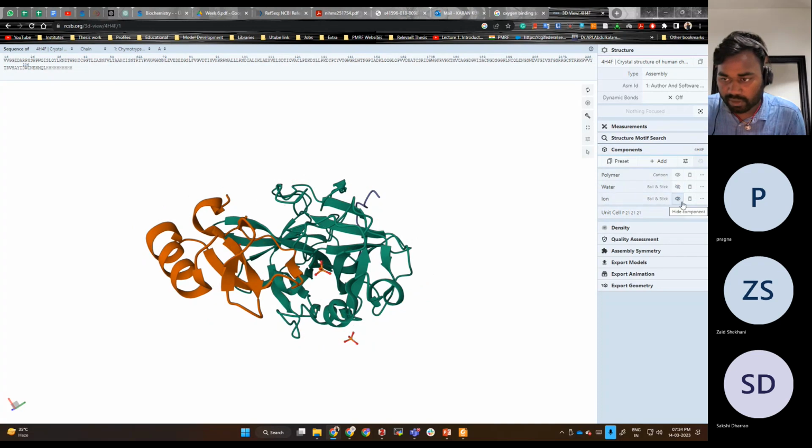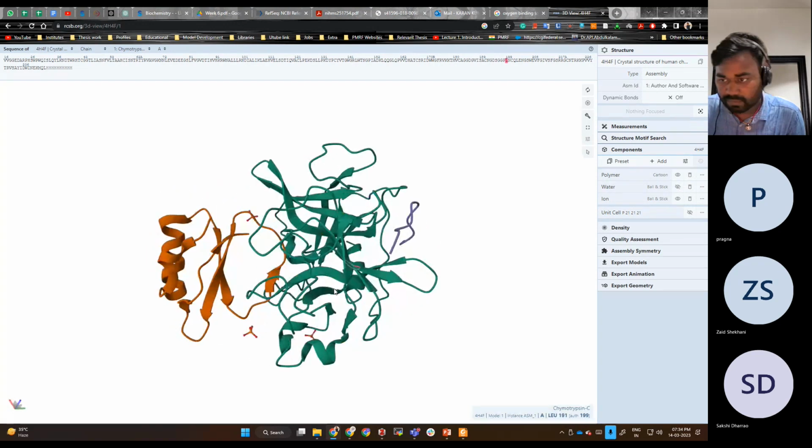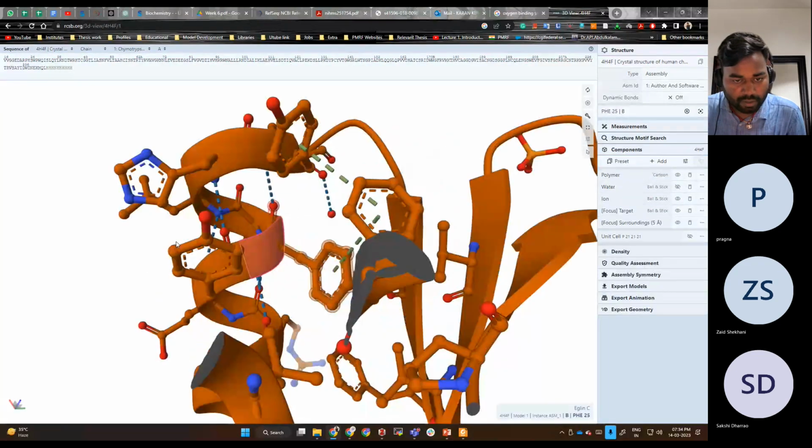Let me remove the crystal water. Then ions also. There are three ions, phosphate ions. Okay, and now see, this kind of interaction is there. These are the side chain of leucine, and this is tyrosine 29. This is your histidine 28.